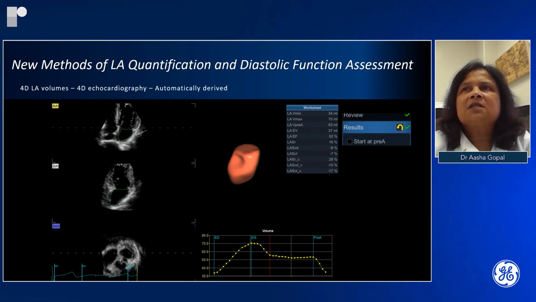Now you get three slices. One is a coronal section on the top. The other one is a sagittal one. That's the middle panel. And then you get a short axis cross section at the bottom. You also get a volume model, as you can see here, as well as a curve. And from the curve, various volumetrics as well as strain parameters can be derived. And we're going to go through them in detail.